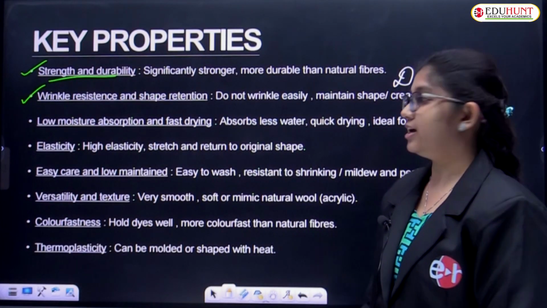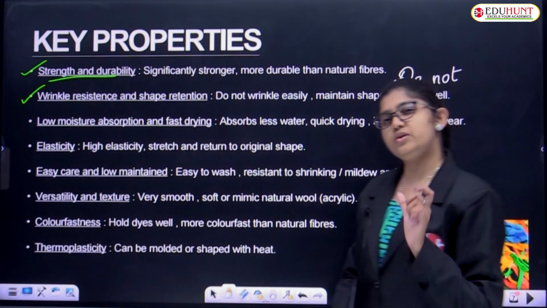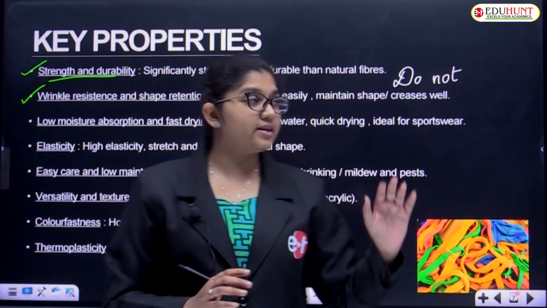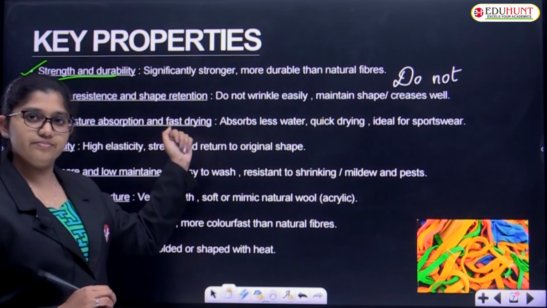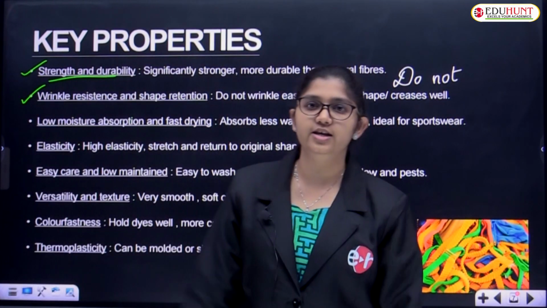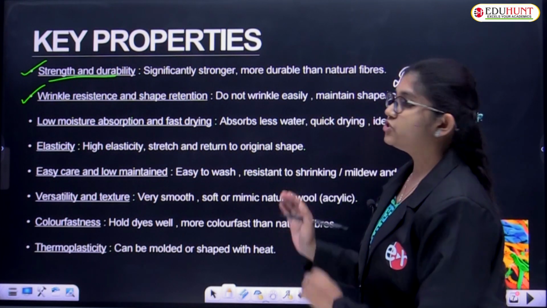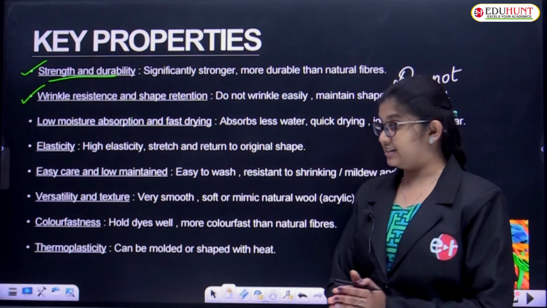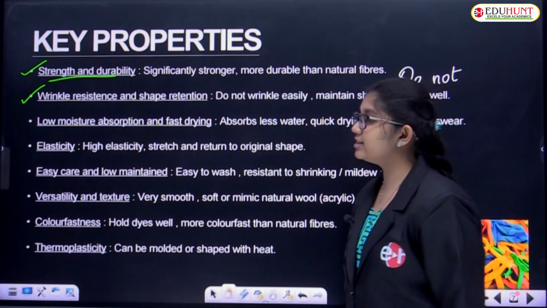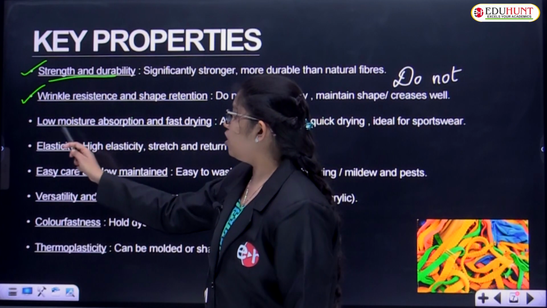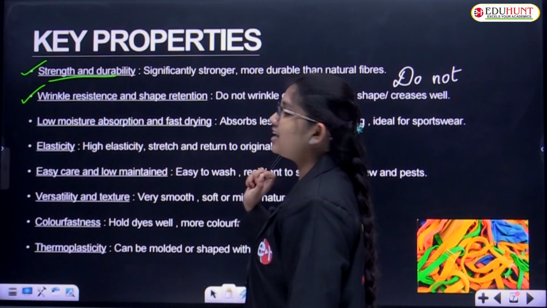Okay, children. So did you understand what is wrinkle resistance and shape retention? Very good. This is all about the point, wrinkle resistance and shape retention. Clear? Now, third point, third main key property, low moisture absorption and fast drying.